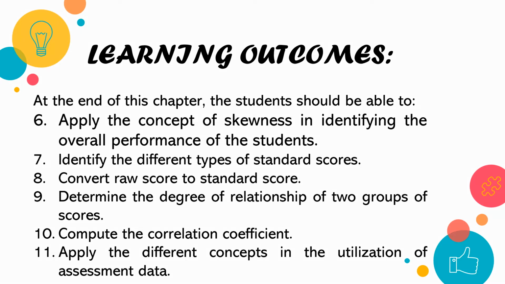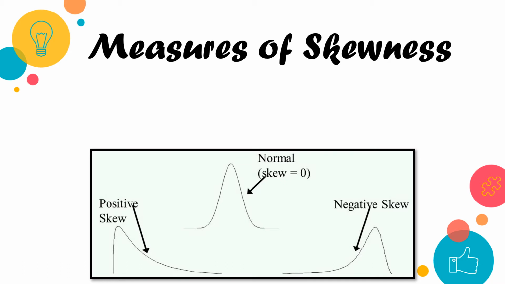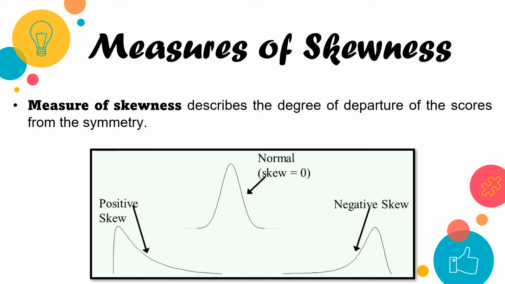Okay, so we will continue discussing measures of skewness. Measures of skewness describe the degree of departure of the scores from the symmetry. So our focus here is when we say symmetry, that's the middle portion. It is how the scores depart from the middle of the particular curvature. So that is a measure of skewness. The skewness of a score distribution only tells about the performance of the students, but not the reasons about their performance.